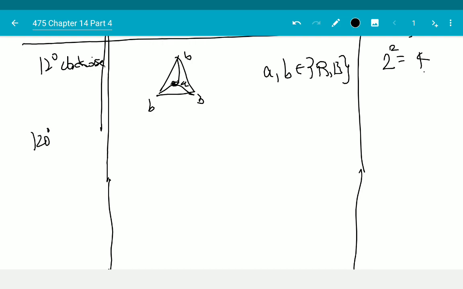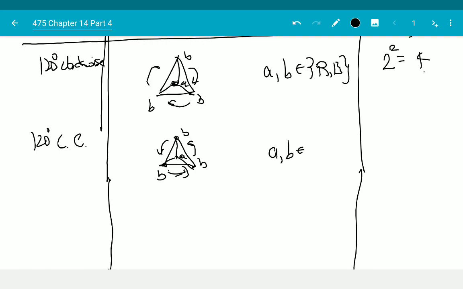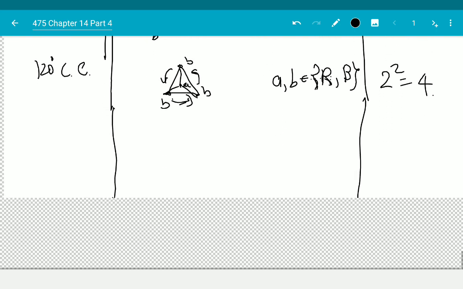120 degrees counterclockwise. Same exact reason. I have 1 vertex that's being kept constant. All the other 3 have to have the same color if under rotation they're being kept the same. So A, B in R, B. And that's 2 squared is equal to 4 for this also.